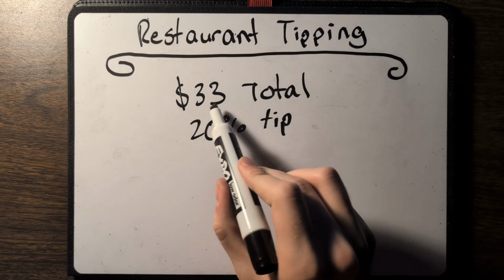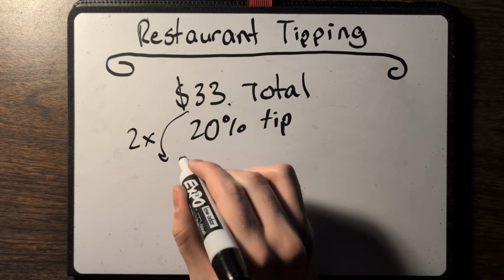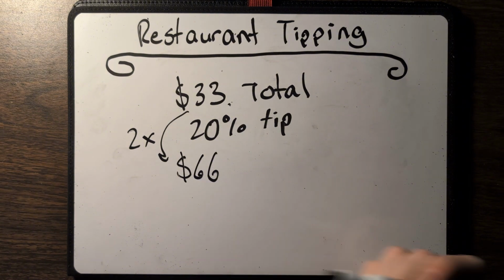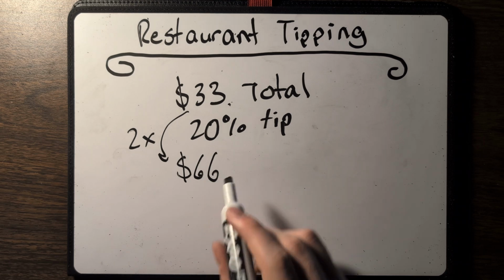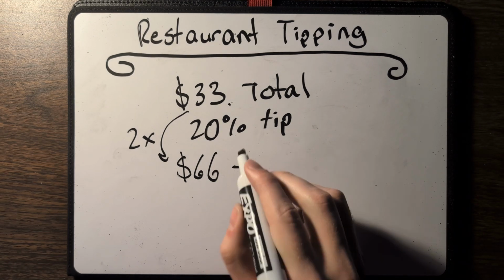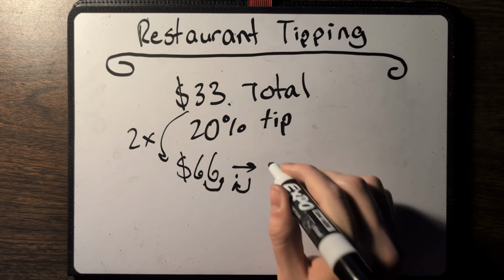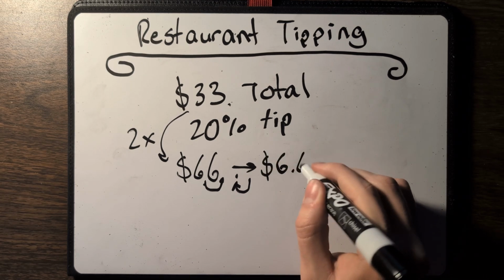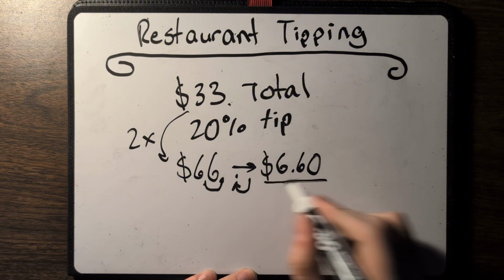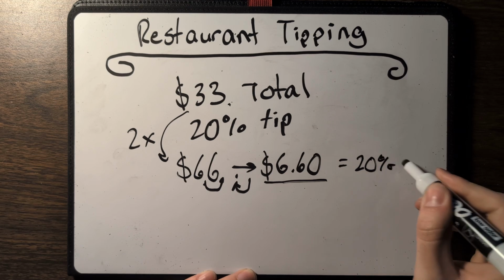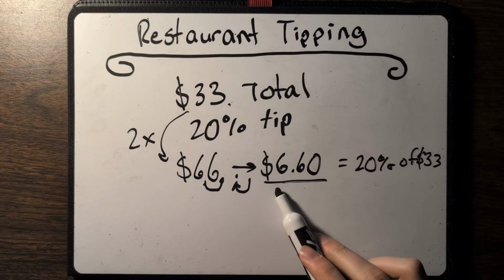Well, the trick is to take this total and double it to get $66, right? 33 times 2 is 66. Well then, if we take this and we move the decimal point one to the left, so this decimal point's here, if we move it one to the left, we're gonna get $6.60. And this is equivalent to 20% of $33. And there you go, there's your tip.